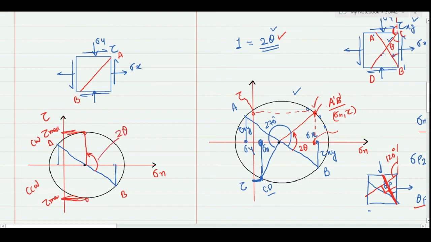So this will be my 2 theta s. Suppose this angle is 140 degrees, so my theta s will become 70 degrees. So in my actual system, the position of the maximum shear stress plane will be in the counterclockwise direction, and the magnitude of this angle will be theta s.